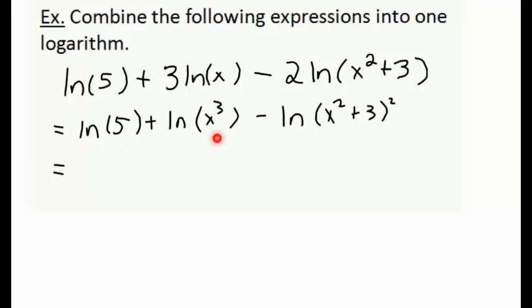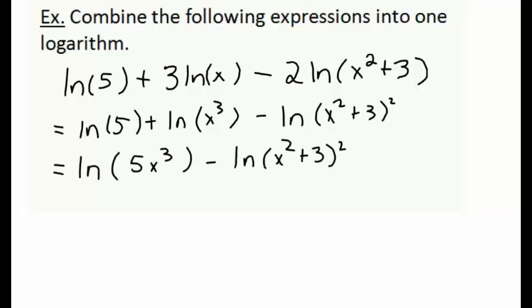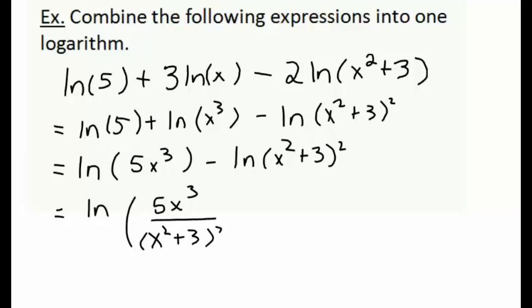Let's first begin with the addition. This addition is going to turn into multiplication on the inside. So we get 5x cubed on the inside. And now we can look at our subtraction. Our subtraction on the outside will turn into division on the inside. So altogether we should have ln of 5x cubed divided by x squared plus 3, all squared.